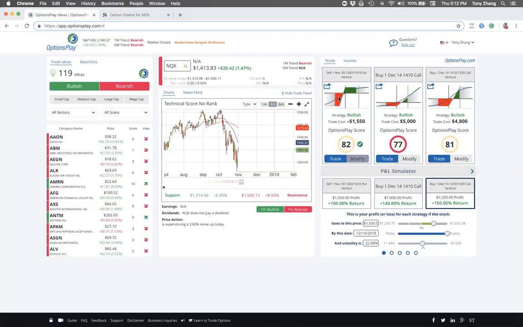And we're basically comparing the potential risk versus the potential reward and giving you a single number that allows you to compare different strategies, because a call has unlimited reward. How do you calculate the risk reward of that? You really can't. That's why we created the Options Play score. So you have a unified metric to give you an idea as far as how much balance is there between risk to reward, and allows you to compare different strategies side by side.